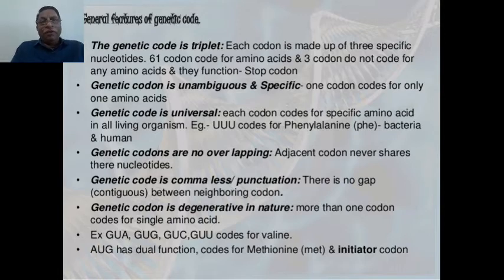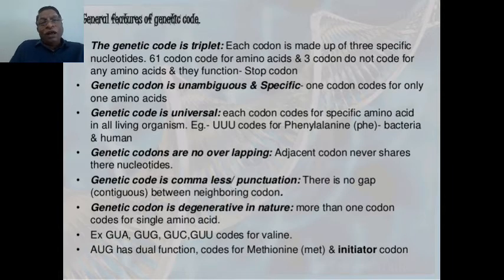Okay. Now, the genetic code is unambiguous. You know the meaning of unambiguous? It is particular or specific. That is, one codon codes for 1 amino acid only. It is like this. UUU codes for phenylalanine only. So, genetic code is unambiguous.